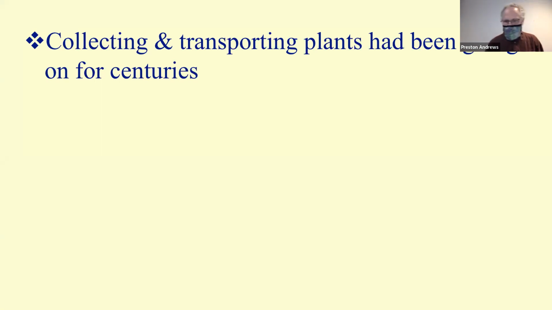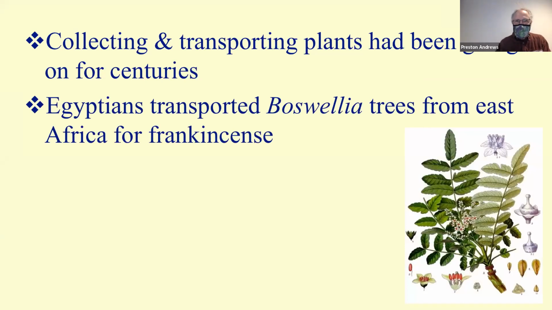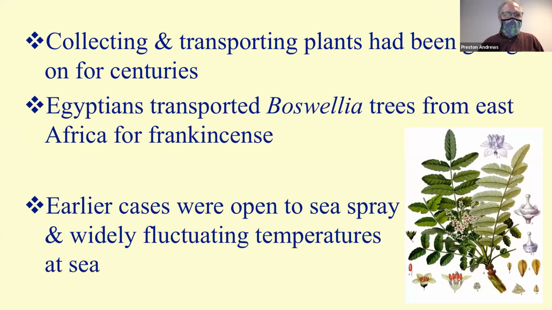Now, collecting and transporting plants had been going on for centuries. In 1500 BC, the Egyptians transported boswellia trees from East Africa for the frankincense in the bark. So, you know, this has been done for a while. And there was a boswellia plant. Earlier cases were open to the sea spray and widely fluctuating temperatures of the sea. And, you know, the sailors didn't really know how to take care of plants. They weren't gardeners or horticulturists. So they kind of ignored the plants and just went along for the ride. And most of them died.